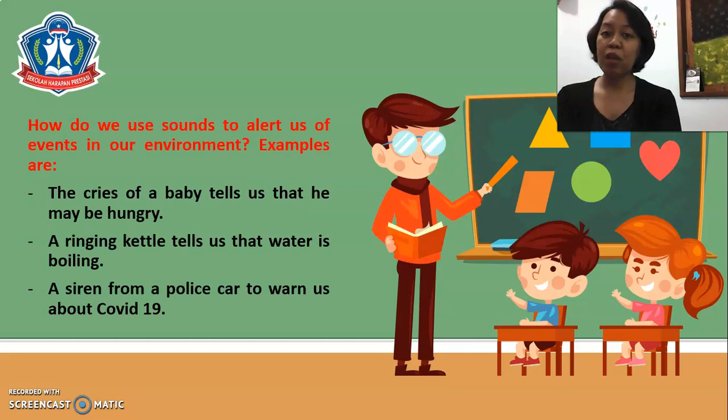How do we use sounds to alert us of events in our environment? Examples are, the cries of a baby tell us that he may be hungry. A whistling kettle tells us that water is boiling. And a siren from a police car warns us about danger. So sounds are very important to let us know if there are any emergencies or any urgent situations that we need to know.